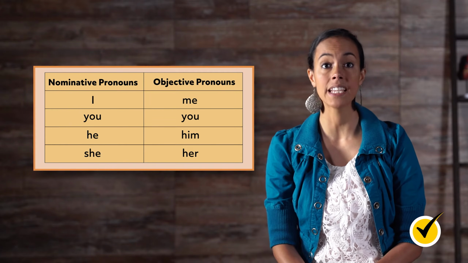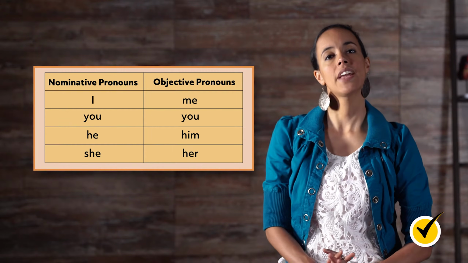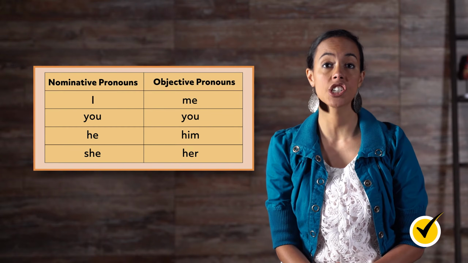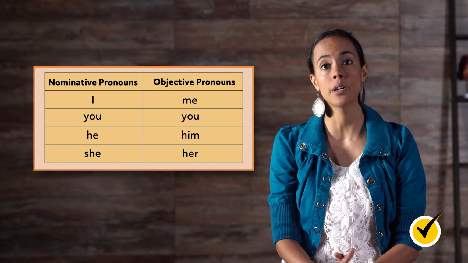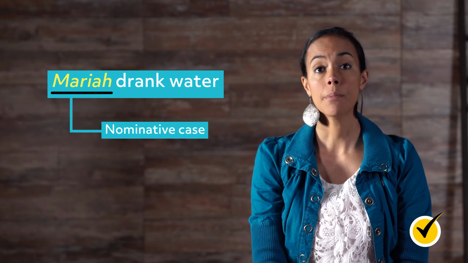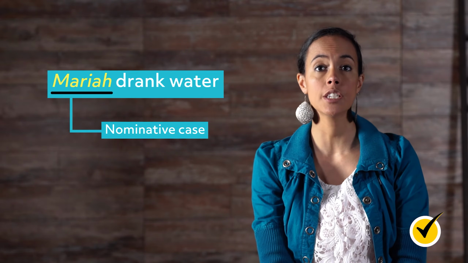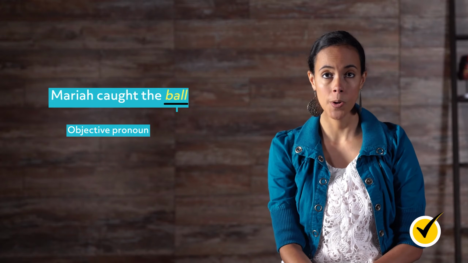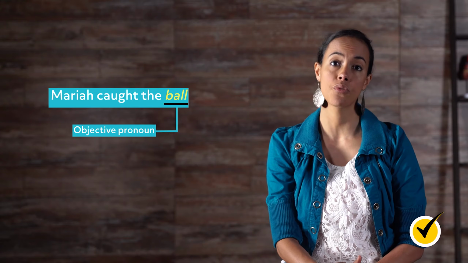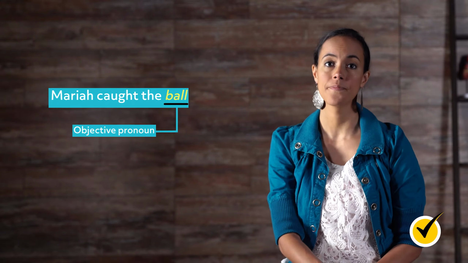When talking about pronouns, it's also important to mention nominative and objective case. Nominative case refers to a noun that is performing an action or verb. In contrast, objective case is a noun that is having an action or verb taken upon it. Here's an example. Mariah drank water. Here, Mariah is in the nominative case because she is performing an action on the water, the verb drink. Let's look at an objective pronoun example. Mariah caught the ball. Here, the ball is the objective pronoun because it was the object that had an action performed on it, which was it being caught.